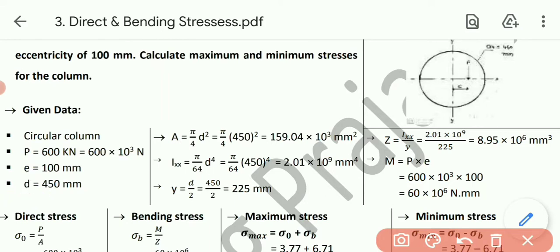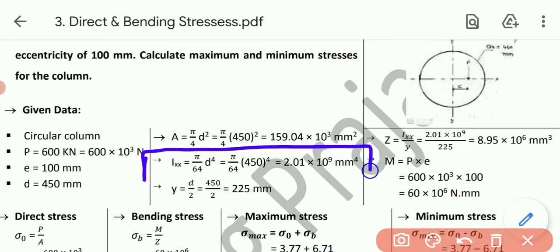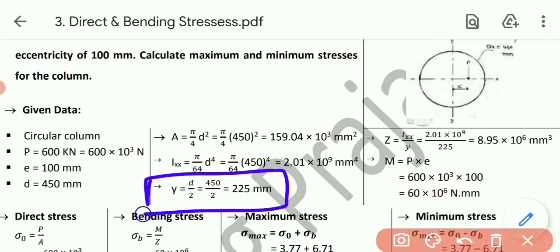Like all other previous examples, first of all we will calculate area. For the circular section, area is pi by 4 d square, pi by 4 into 450 square. So ultimately I will get the answer 159.04 into 10 raised to 3 mm square. That's the area. Then Ixx, for the circular section, the moment of inertia formula is pi by 64 d raised to 4. So pi by 64 into 450 raised to 4. Simplifying this one, I will get the answer 2.01 into 10 raised to 9 mm raised to 4. And then CG, for the circular section, CG is always at the center, at radius d by 2, that is 450 by 2, that is 225.